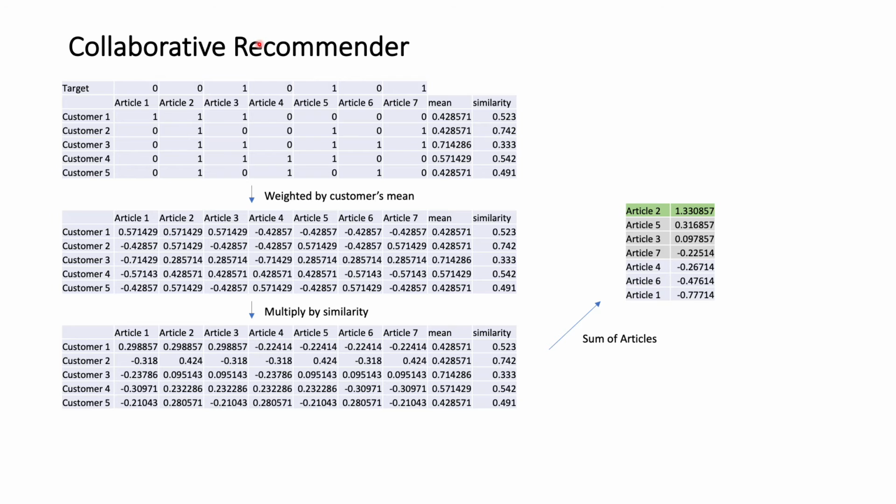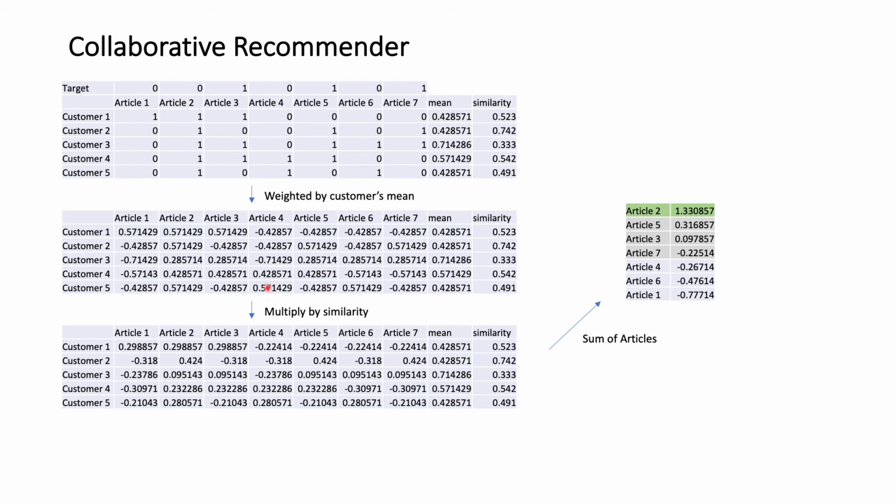Here we have a demonstration of how the recommender is calculated. We have the target with ones and zeros. Zero means that the customer has not bought the product before, and one means that they have. Then we calculate the mean of each customer and the similarity score. The first step is to weight by the customer mean, so we take the ones and zeros, the binary, and divide by the mean of the customer to get the weighted score.